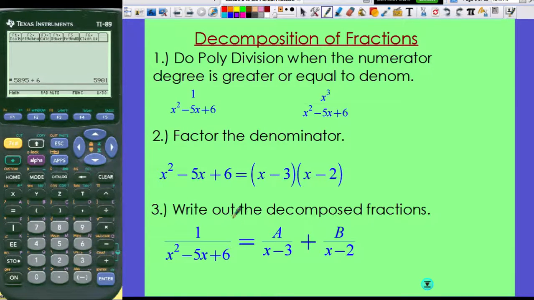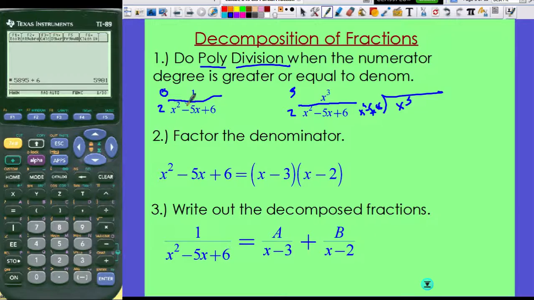Well, we use that to actually decompose fractions, and here are the steps of walking through this. The first step, you're going to have to do polynomial division when the numerator is of greater degree than the denominator. So in the example that we started with, the numerator degree is 0 and the denominator is 2, so I don't have to do polynomial division. If I had a different problem like x cubed over x squared minus 5x plus 6, this is 3 and 2, I would have to divide first to get a form where I could actually decompose. Luckily, I'm going to avoid that for now.